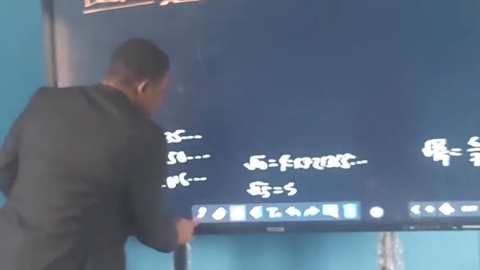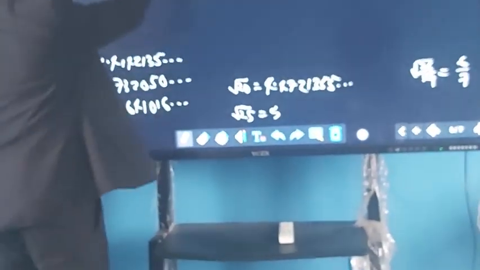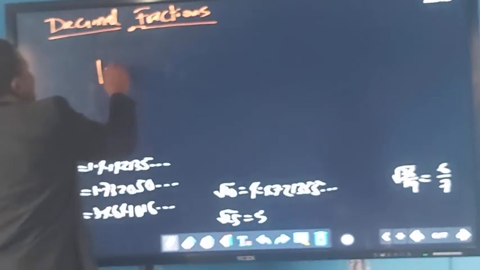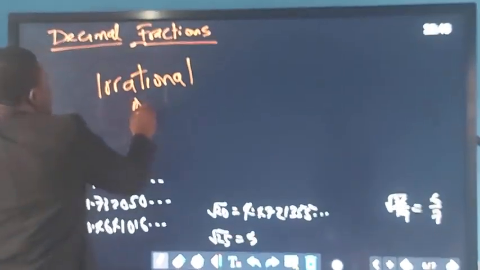This type of numbers, these sets, we call them irrational numbers.